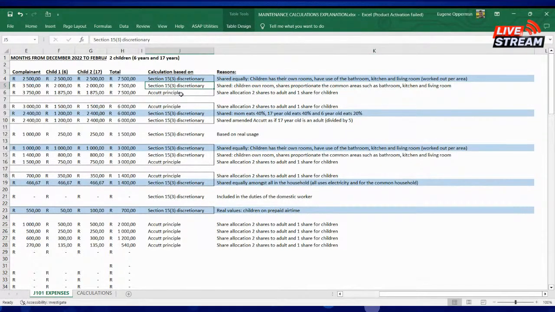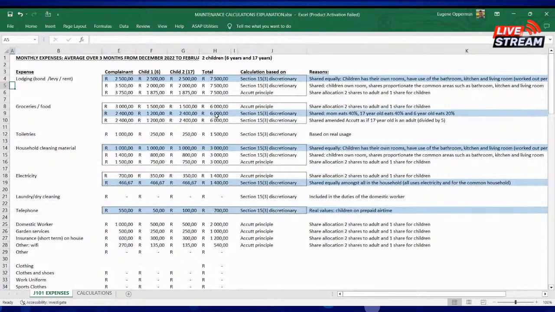Now we sit with the three scenarios. We sit with scenario one, where it's been shared equally, one which is shared much more meticulously, a little bit worked out, and that shows that there was some thought given to that. And then we use the Akut principle. So let's analyze this and let's unpack this quickly.